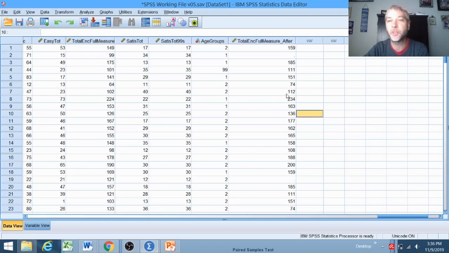What I'm going to do between lectures is save a new file version here as 0.06, and so when we get back, we will work on the one-way ANOVA.